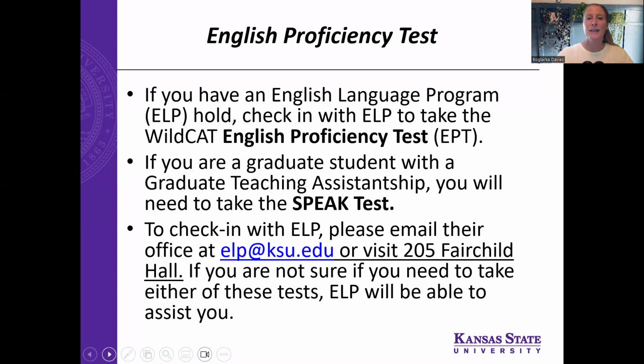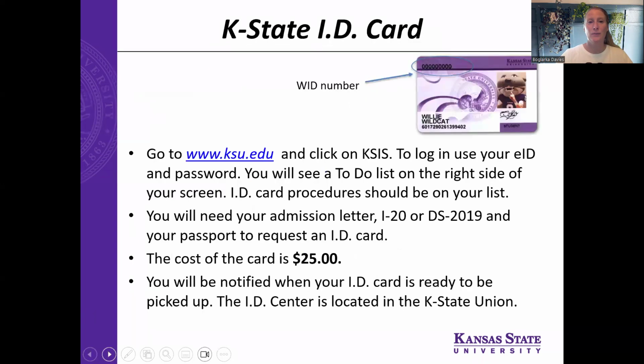First, I want to talk to you about the English proficiency test. If you have an English language program hold, check in with EAP to take the Wildcat English proficiency test. If you are a graduate student who has a graduate teaching assistantship, you will need to take the speed test. To check in with EAP, you can either email them at eap@ksu.edu or visit 205 Fairchild Hall. If you're not sure if you need to take either of these tests, EAP will be able to assist you.